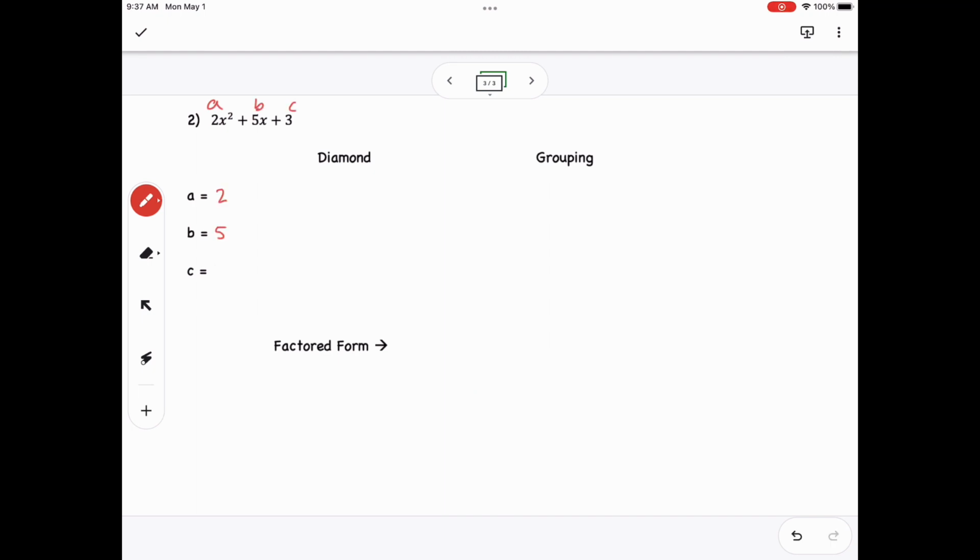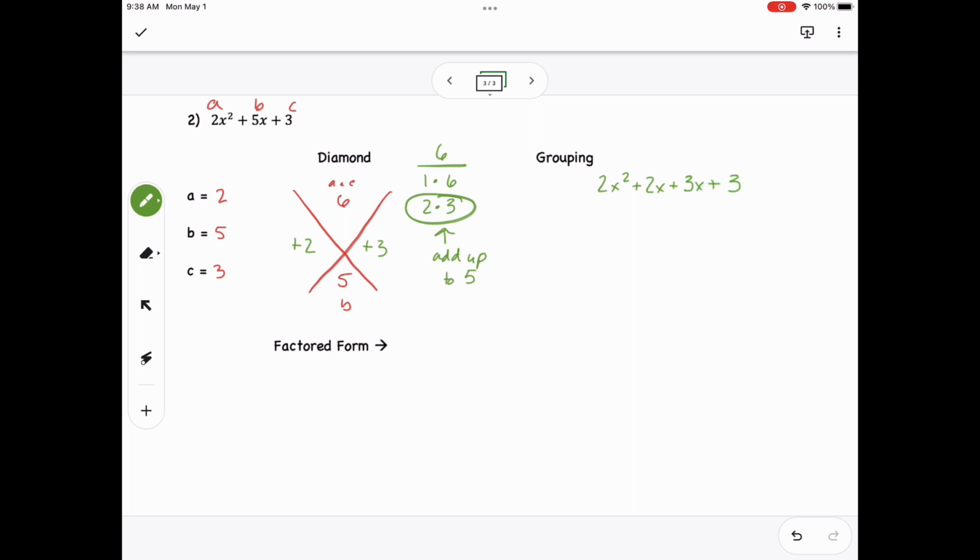and then write them in factored form. For number 2, we have 2, 5, 3 as our A, B, and C. So 2 times 3 gets me 6. I'm looking at factors of 6 that add to get me 5. That's a short list, which would be 2 and 3. 2 plus 3 is 5. So those are my factors.